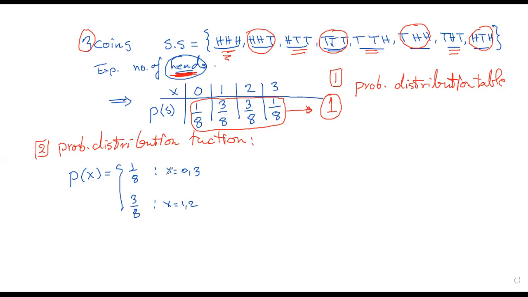So in this case, we have the probability distribution function. We wrote it in this way. Now in questions, you may find the function and they will ask you to write down the probability distribution table. The other way around is the same: for 0 and 3, we have 1 over 8 probability. When we have x equals 1 and 2, we have 3 over 8 probability. That's called a probability distribution function.